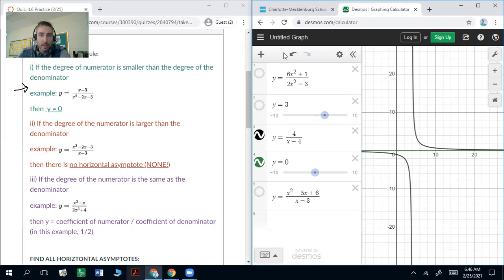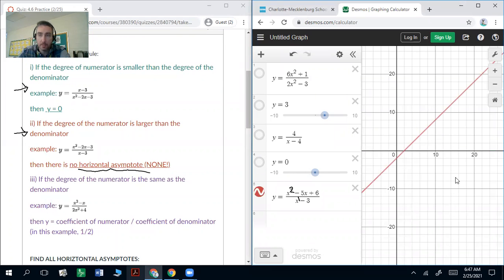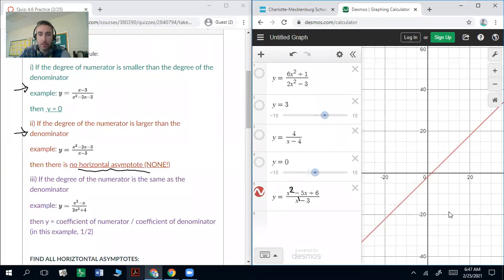And then finally, the last one, you have a higher degree on the numerator, 2 versus 1 on the denominator. So that's going to be the second rule here. So according to that rule, there should be no horizontal asymptote. So if I hide these, let's open that up. And you can see it's a diagonal line. There is no horizontal line that it approaches. So it'd simply be none.